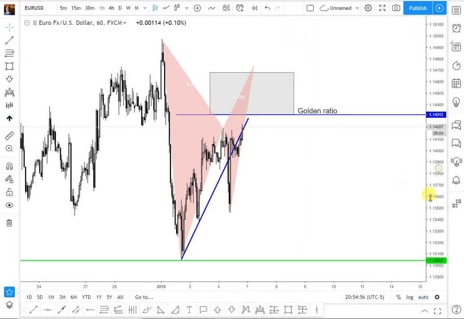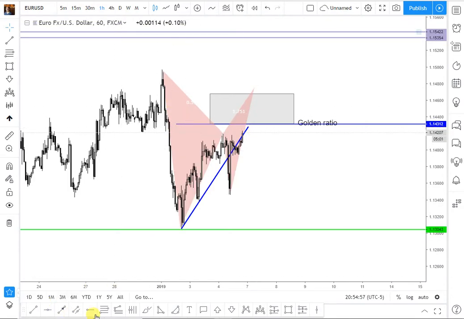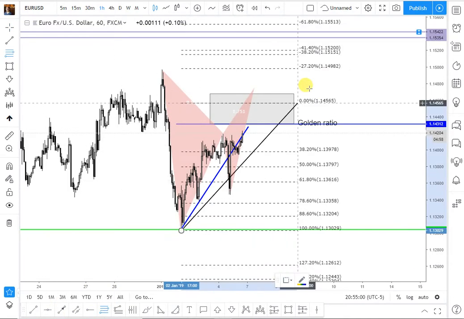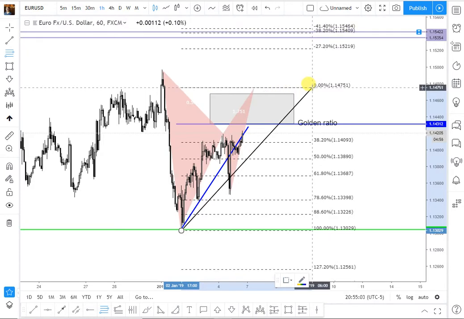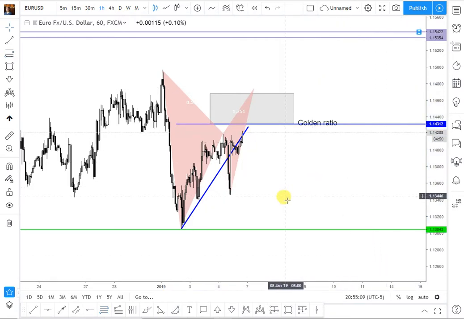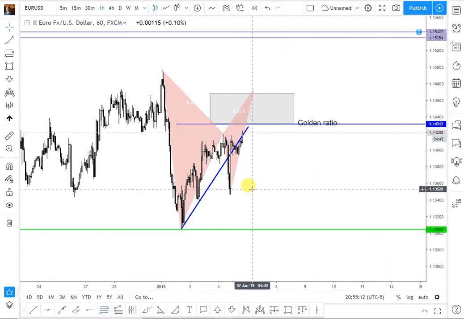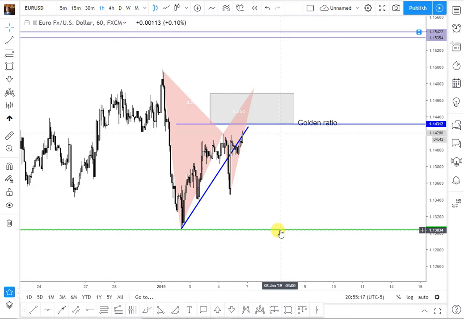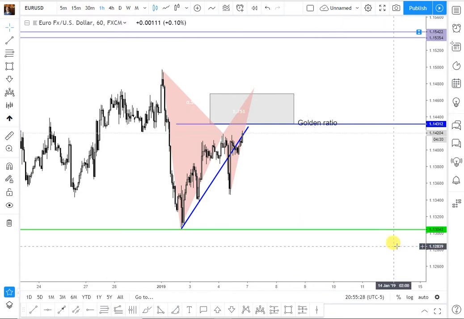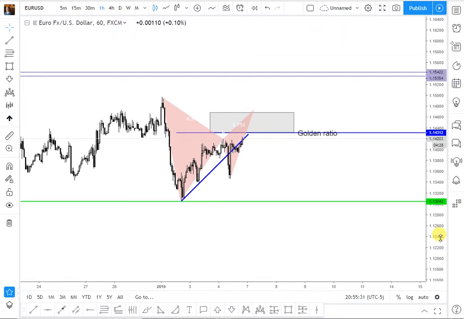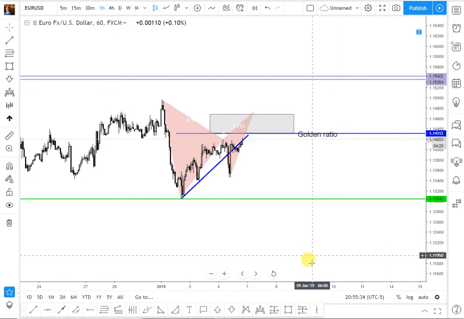Our stop loss here will be the stop loss of the bat, which is located around 1.1540, and our first take profit will be around this area, 1.1352, and the second take profit will be here, 1.13. And if the pair keeps going fast, we will leave the second half of our position to run, and in this case our take profit will be around 1.10.